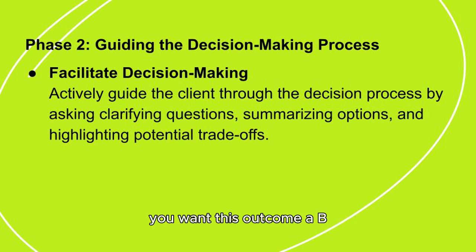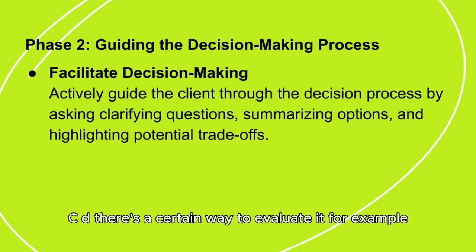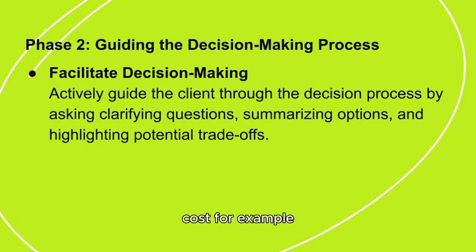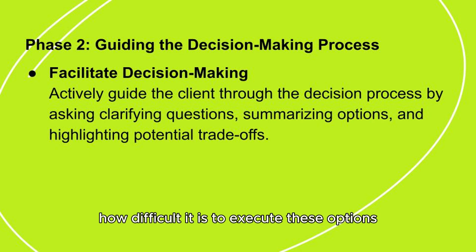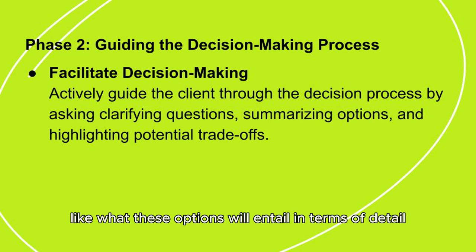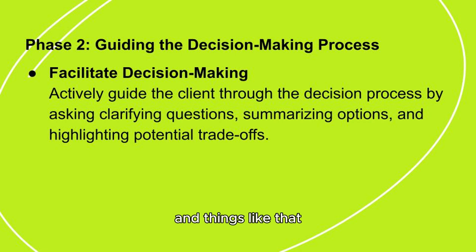So sometimes they do rely on vendors to do thinking for them when it comes to saying, okay, you want this outcome? ABCD will give you that. But with ABCD, there's a certain way to evaluate it. For example, costs. For example, how difficult it is to execute these options. For example, what these options will entail in terms of detail and things like that.